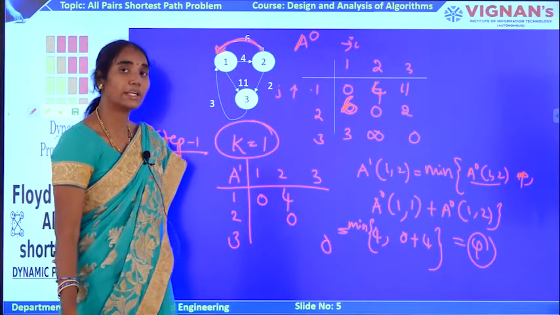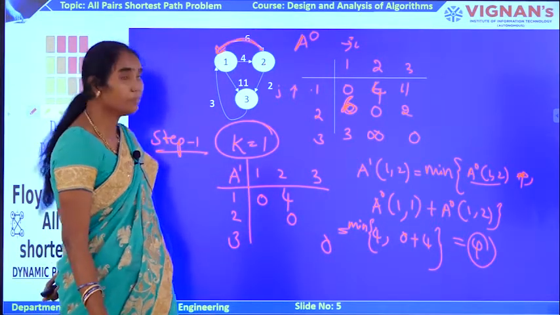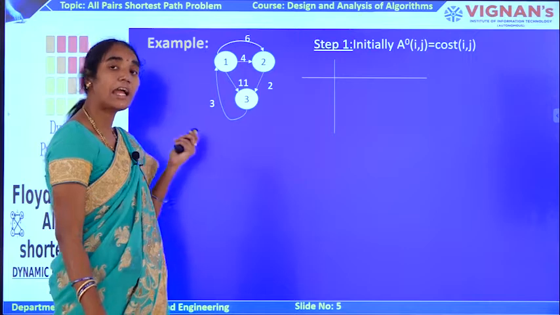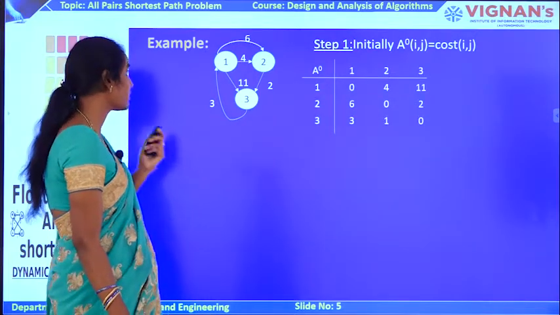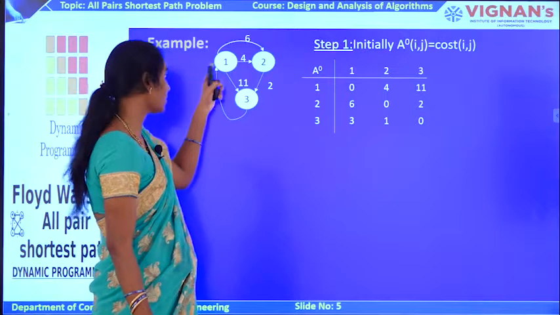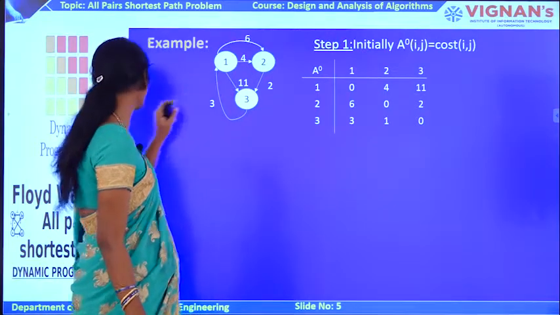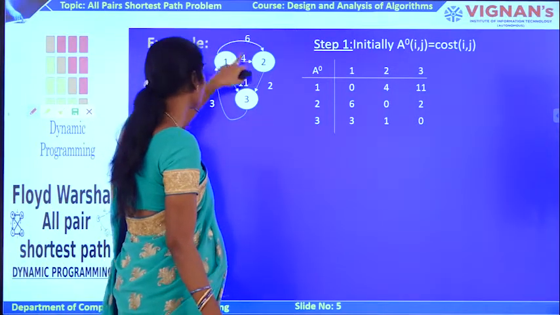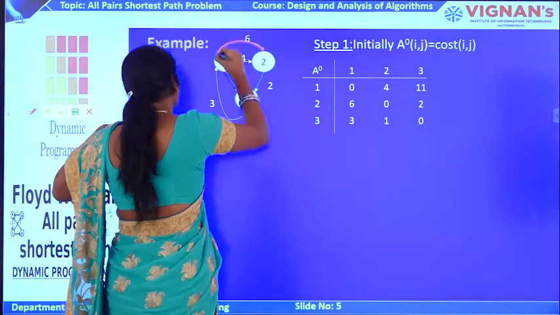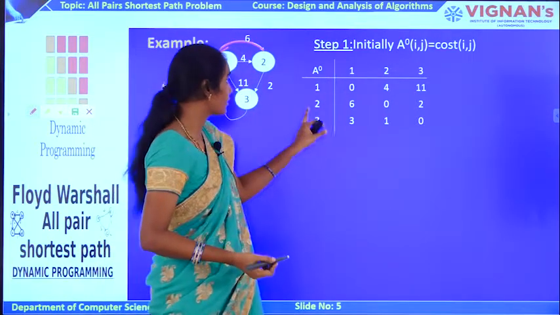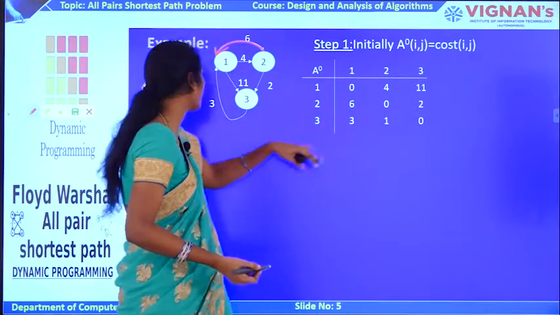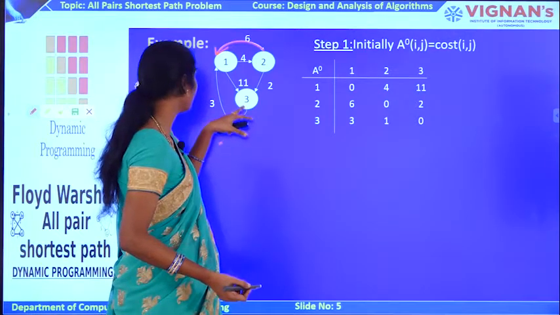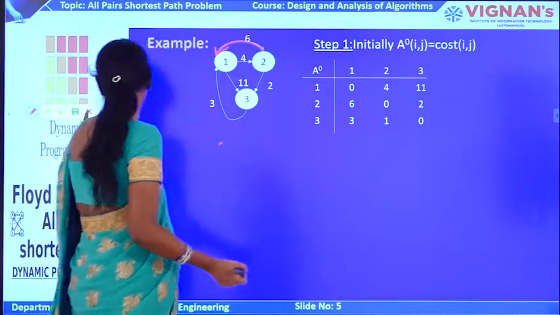So likewise I need to calculate the values. So now we will see in detail. Step 1 is initially we need to find out the cost adjacency matrix, and that will be A0. So now A0 will be: 1 to 1 is 0, 1 to 2 is 4, and 1 to 3 is 11. Please remember here the direction gets changed: 2 to 1 is 6, 2 to 2 is 0, 2 to 3 is 2, and 3 to 1 is 3, 3 to 2 is 1, and 3 to 3 is 0, right.